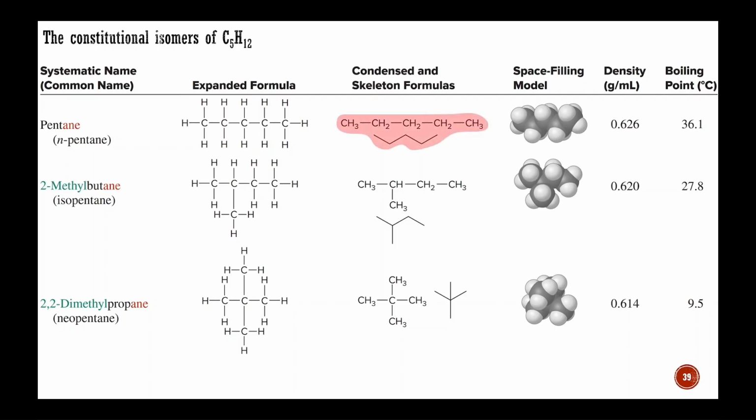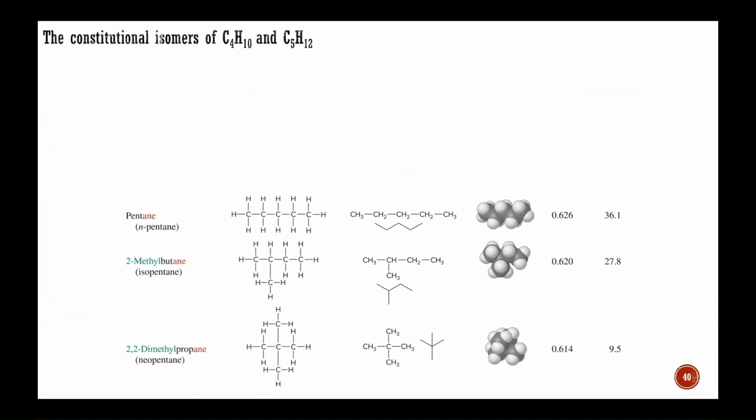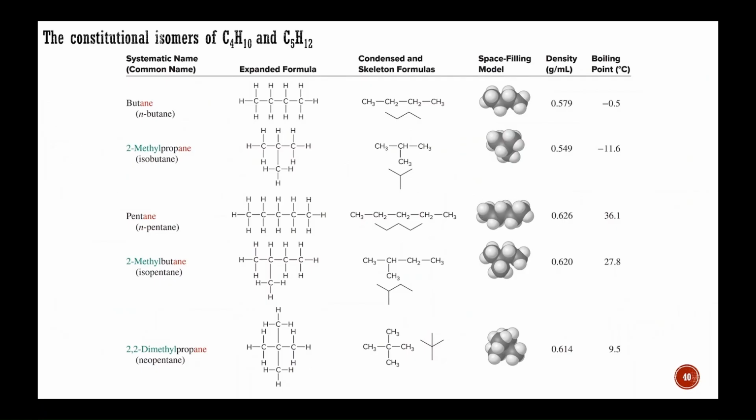The unbranched isomer is called pentane. The one with a methyl branch on the second carbon of a 4-carbon chain is known as 2-methylbutane. The third isomer has 2 methyl branches on the second carbon of a 3-carbon chain and is named 2,2-dimethylpropane. As expected, the physical properties of constitutional isomers depend on the strength of dispersion forces.